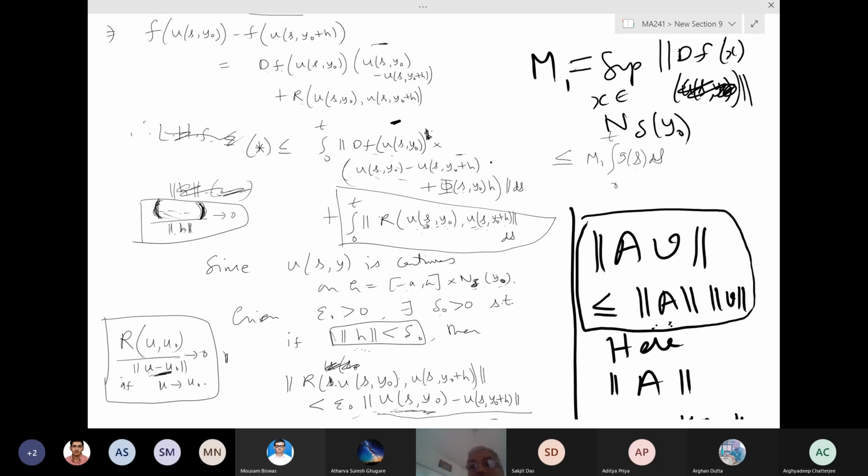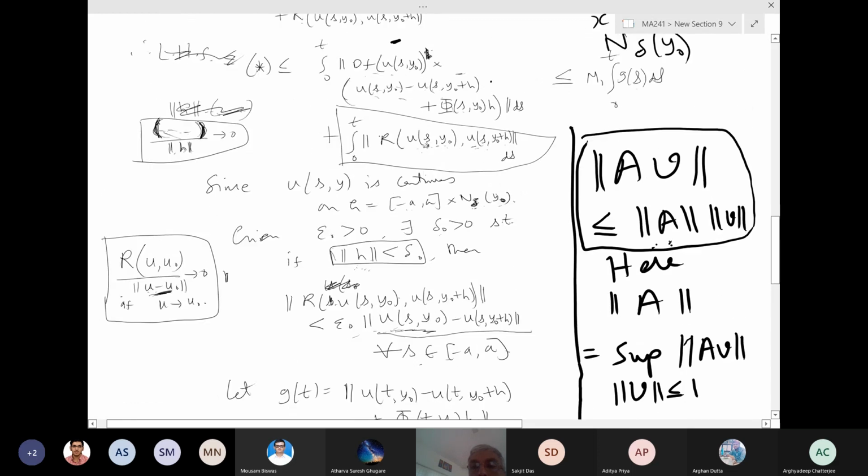That's it. Anyway, F is C1, so all its partial derivatives are continuous. And the norm of a continuous function is continuous. So on this set, it will be bounded. Again, you just have to take the closure of this set and then use compactness to say it's bounded. That's it. But what I wanted to emphasize was that when I say norm of that, it's the operator norm.